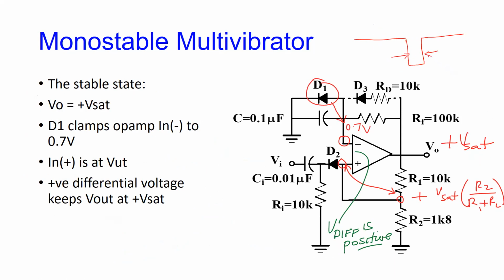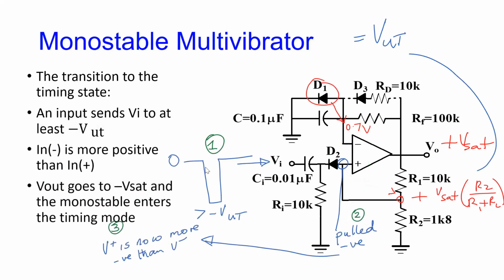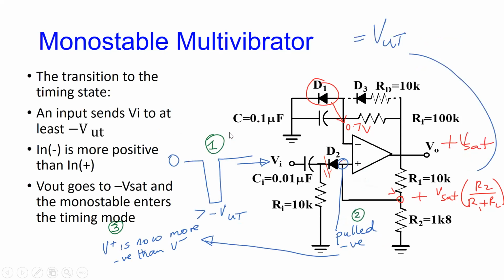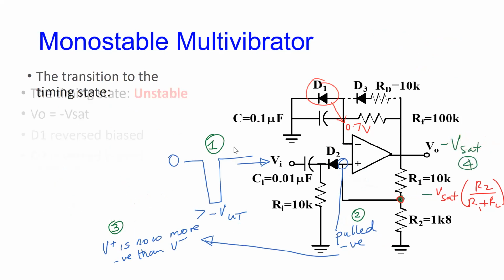This is the time here, right? So this is the unstable state here. The stable state is here. In this case, it is positive VSAT. If we reverse the direction of the diodes, we could change the polarity. That makes more sense. So the positive VSAT is the stable state and the negative VSAT is the unstable state. Yeah, correct.